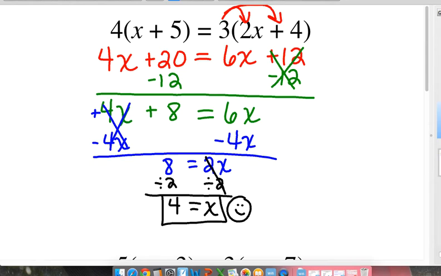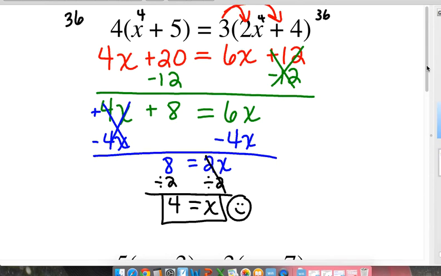And you know what? You could actually go up and check this pretty easily. Go back up to the original problem. If x is 4, 4 plus 5 is 9, and 4 times 9 is 36. On the other side, if x is 4, 2 times 4 is 8, 8 plus 4 is 12, and 3 times 12 is 36. You get the same answer either way.